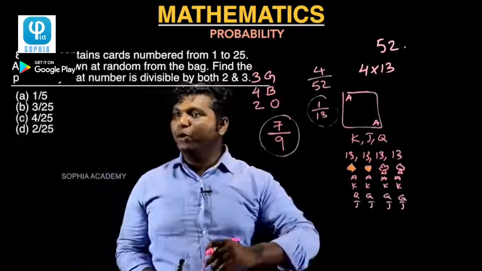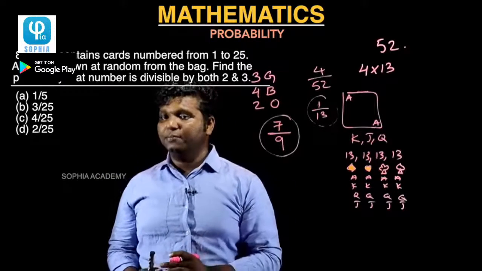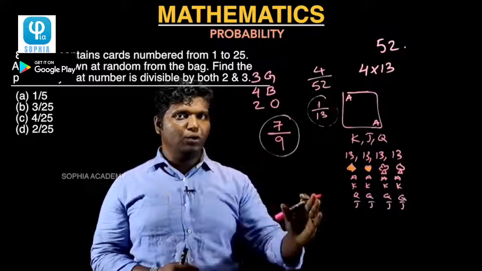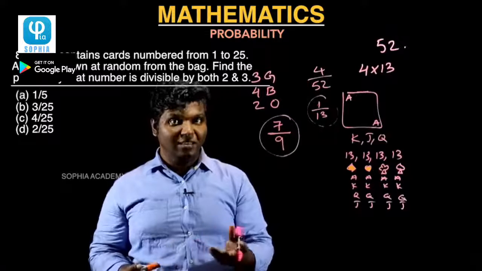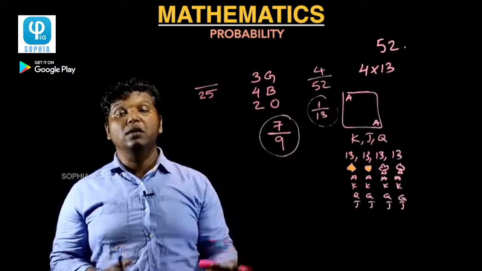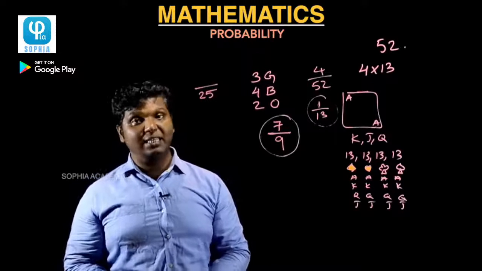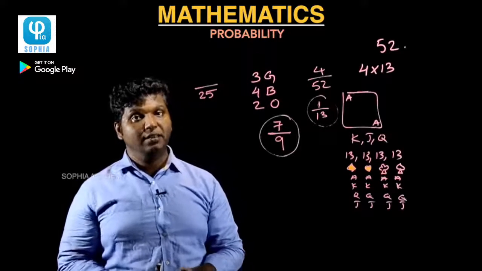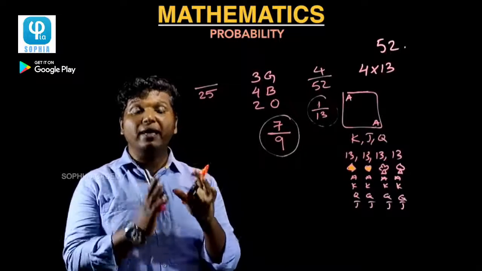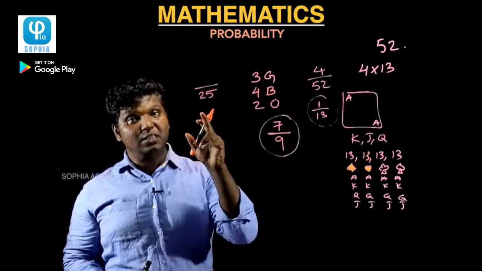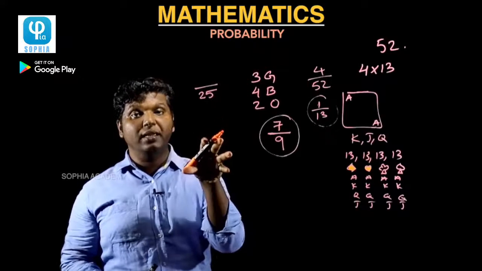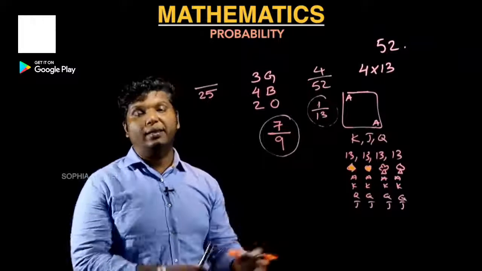So here goes the next question. In this question you can see that a bag contains some number cards numbered from 1 to 25. So there are 25 cards inside this bag. That's the first thing given here. Then a card is drawn at random, and you have to find the probability that this card drawn from the bag should be divisible by both 2 and 3.